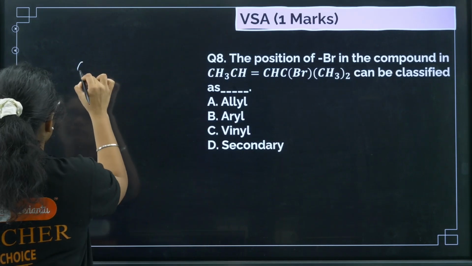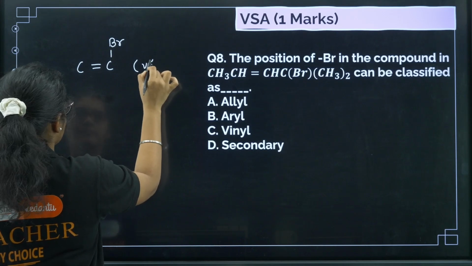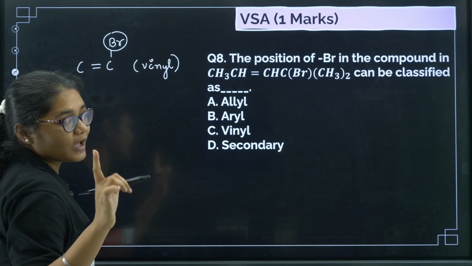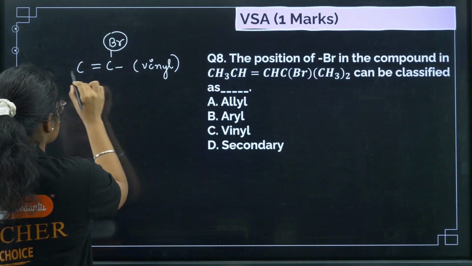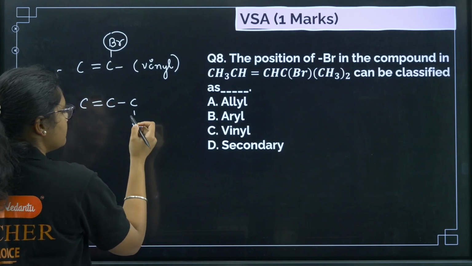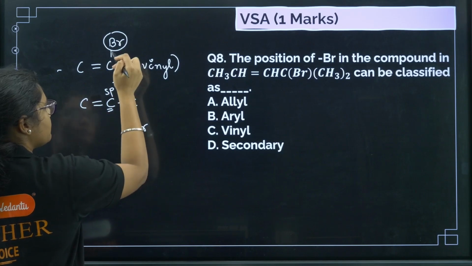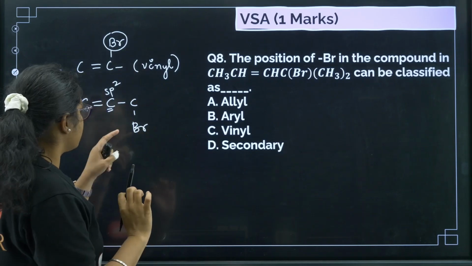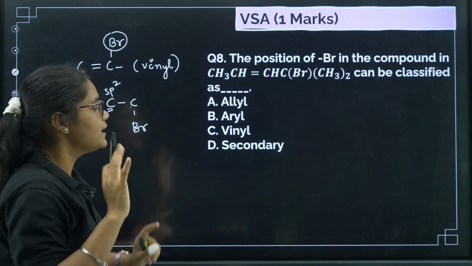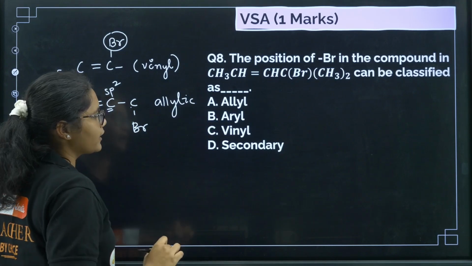So suppose if you have it like this, this is called vinyl, when the halogen is attached to an sp2 carbon directly. Next, what is allylic? If you have bromine here, the carbon containing bromine is attached to an sp2 carbon. Here bromine is directly attached to an sp2 carbon, here bromine is attached to one carbon, and that carbon is attached to an sp2 carbon. In that case, we call this an allylic carbon, or allylic halide.